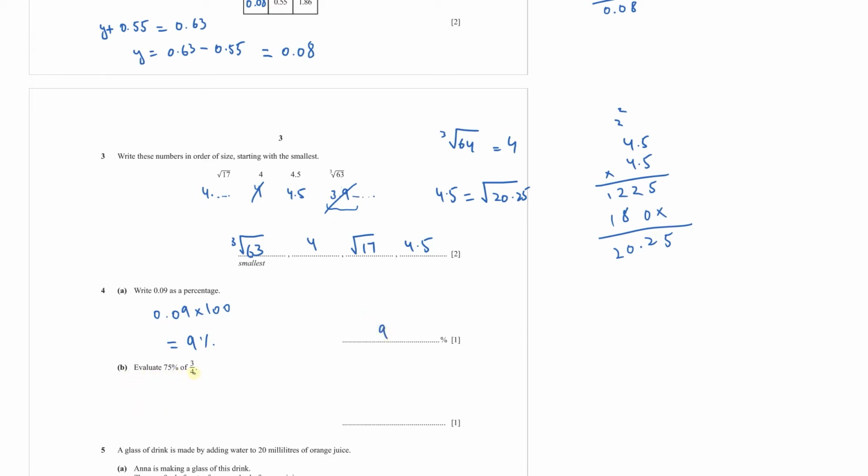Evaluate 75% of 3 over 4. So to evaluate 75% of 3 over 4, I will write the percentage as 75 over 100 and then multiply it by 3 over 4. So I can simplify it. I think I can divide by 5 here. 5 times 1 is 5, 5 twos are 10 and 20. Then I can multiply 15 times 3 is 45 over 80. And then both are divisible by 5. So 5 nines are 45, 5 times 1 is 5, 5 threes are 15, 5 sixteens are 80. So in its simplest form, it will be 9 over 16.